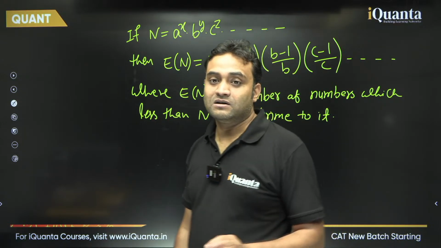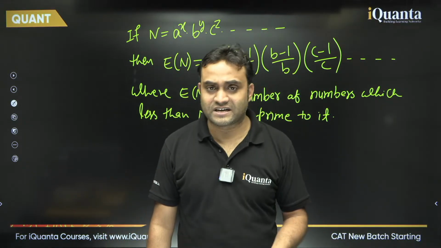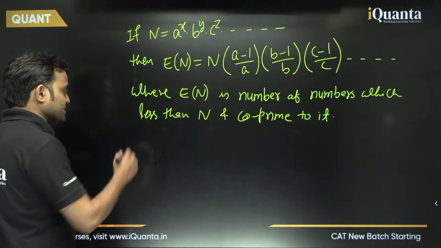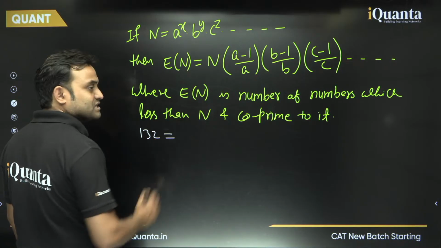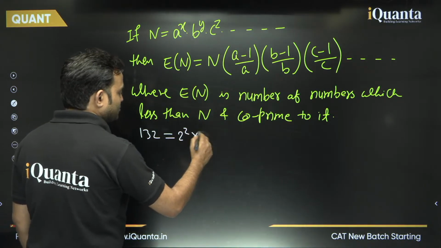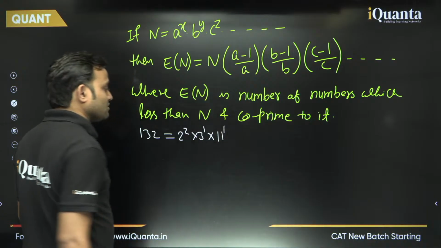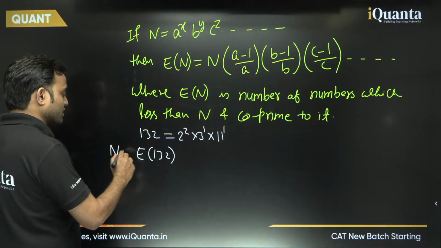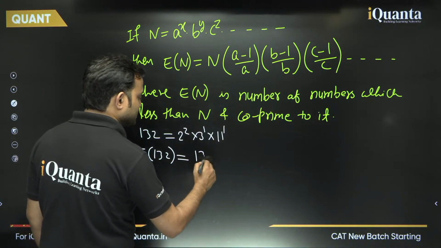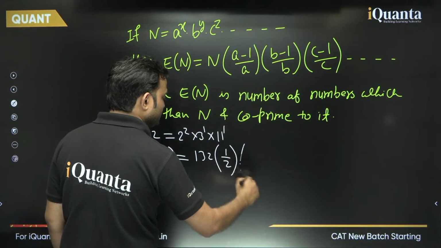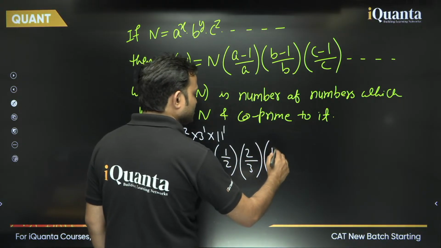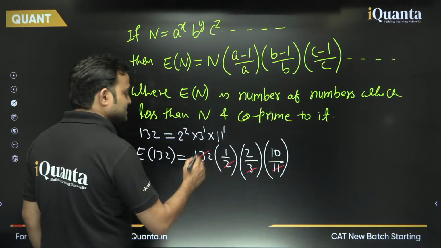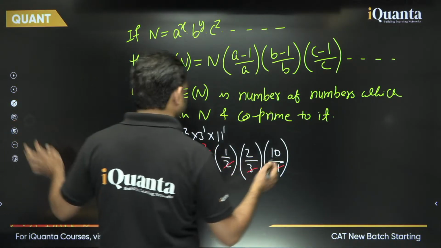And this is what happens: we do not know the proper concept, we do not know the proper method, so the question seems difficult to us. So if we try to find here, what is 132? 132 is equal to 2 square into 3 to the power 1 into 11 to the power 1. So Euler of 132, this is our n1, will be equal to 132 into 1 by 2 into 2 by 3 into 10 by 11. So this will be equal to 40.